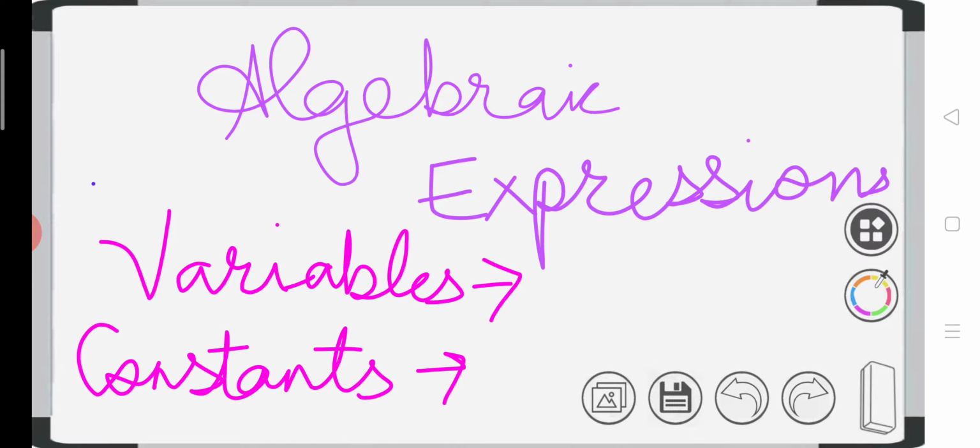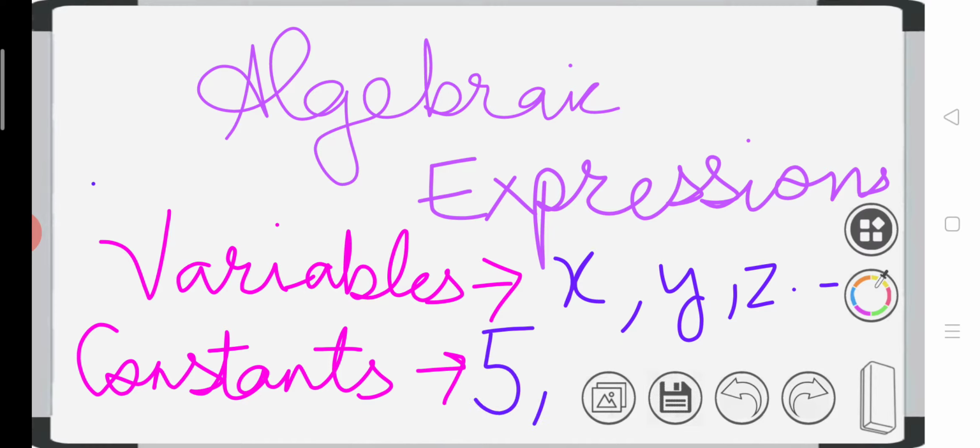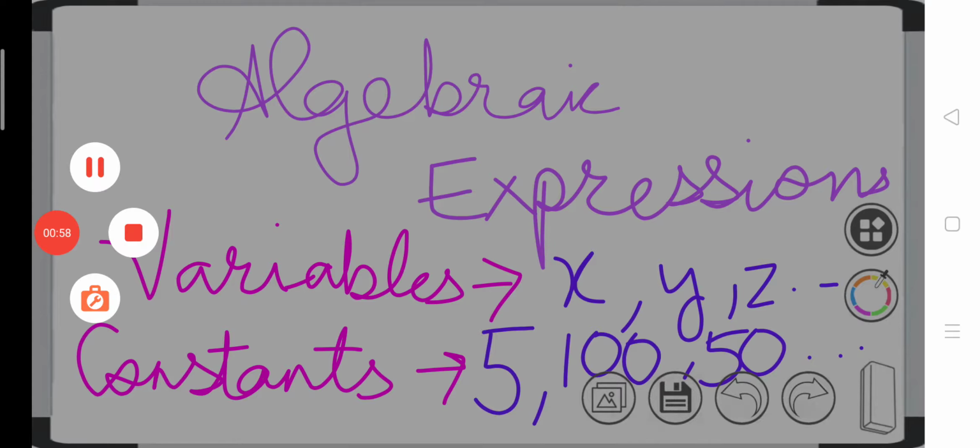Variables is something whose value is not fixed. It keeps on changing. For example, x, y, z. These are the variables whose value keeps on changing. Now the second one is constant. Constant means whose value is fixed. It cannot be changed. For example, 5, 100, 50. Its value is fixed. It cannot be changed. So these are variables and constants.